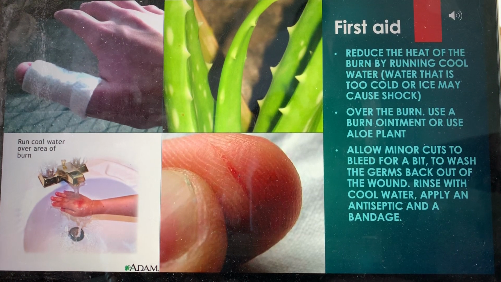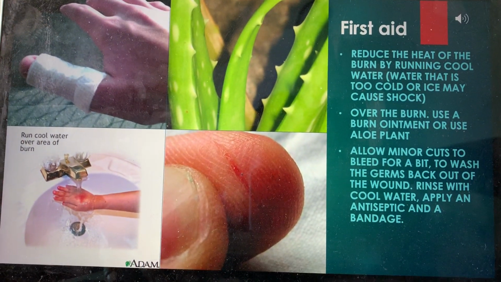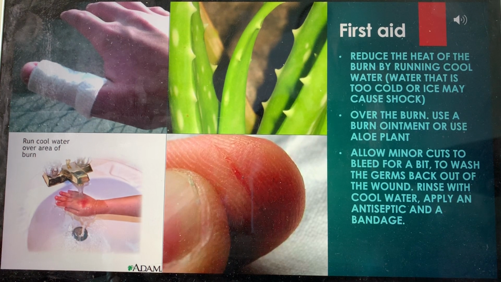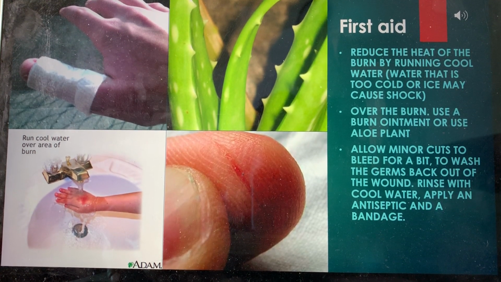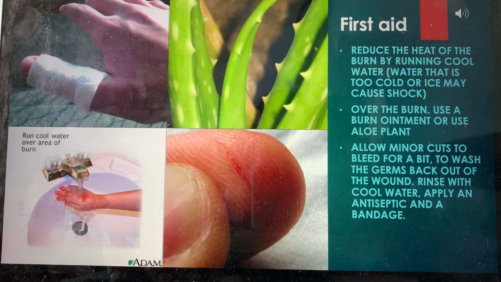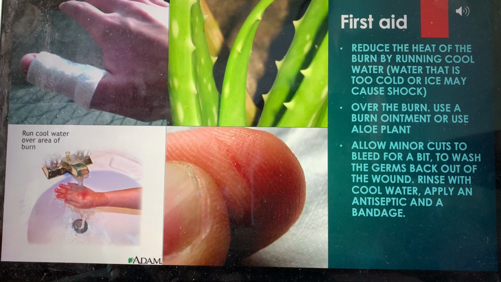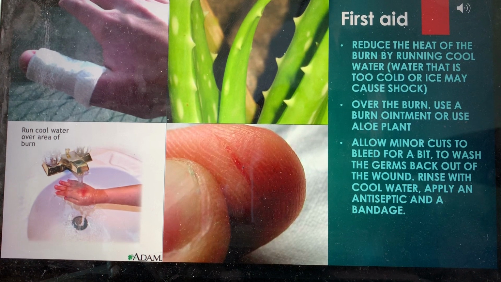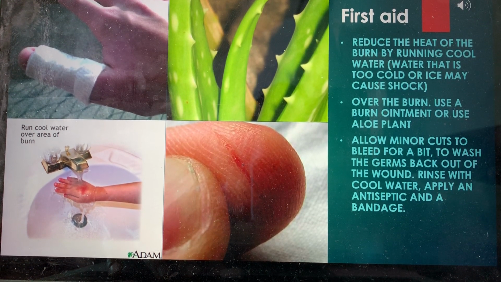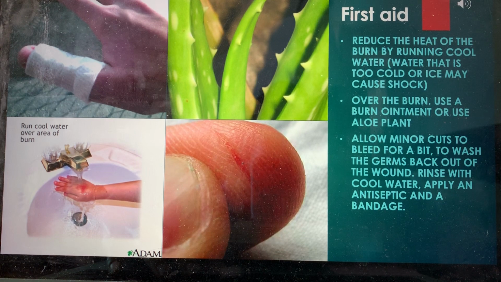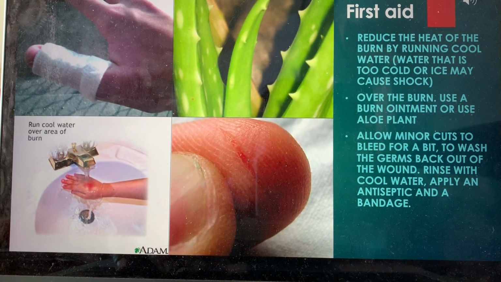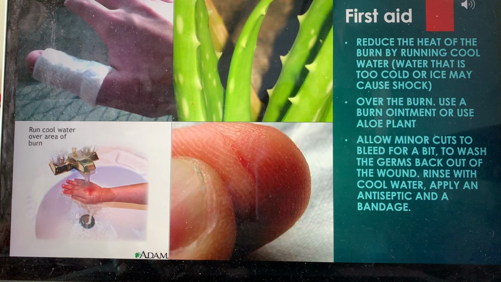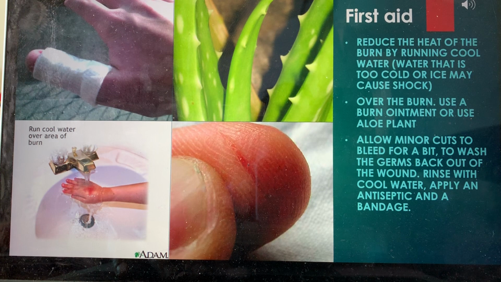First aid. Reduce the heat of the burn by running cool water, but not water that is too cold or ice that may cause shock. Over the burn, use a burn ointment or use a low-adhesive dressing. Allow minor cuts to bleed for a bit to wash germs out of the wound. Rinse with cool water, apply an antiseptic and a bandage.